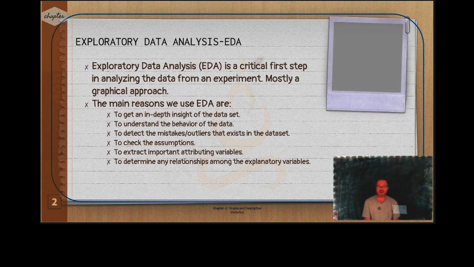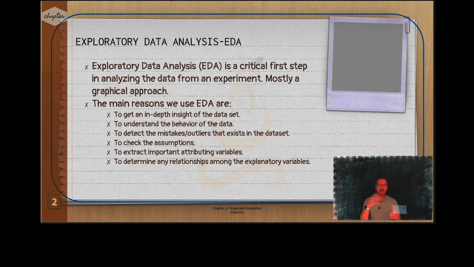This will also allow us to check assumptions. This will allow us to extract important attributing variables and to determine if there are any relationships among our explanatory variables. So let's briefly talk about each of these. So first, to get in-depth insights of the data set. So this would be things like figuring out its distribution, its skew, whether it's unimodal or bimodal, normal, things like that. They'll help us have a better understanding of the data set.